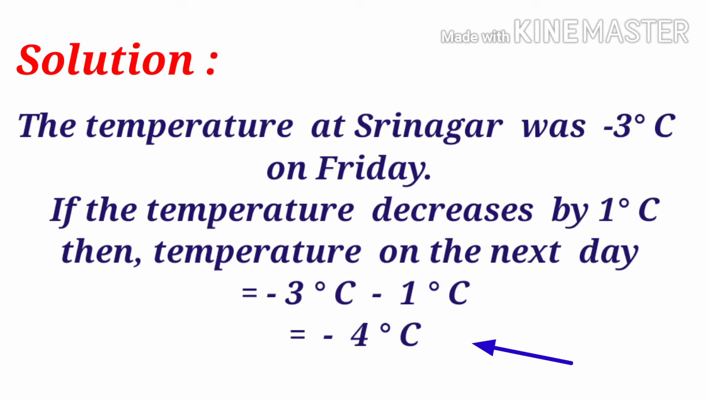Write down the temperature at Srinagar was minus 3 degrees Celsius on Friday. If the temperature decreases by 1 degree Celsius, then temperature on the next day will be minus 3 degrees Celsius minus 1 degree Celsius. Here these two integers are of same sign. So we have to add and put the same sign. That is minus 4 degrees Celsius.